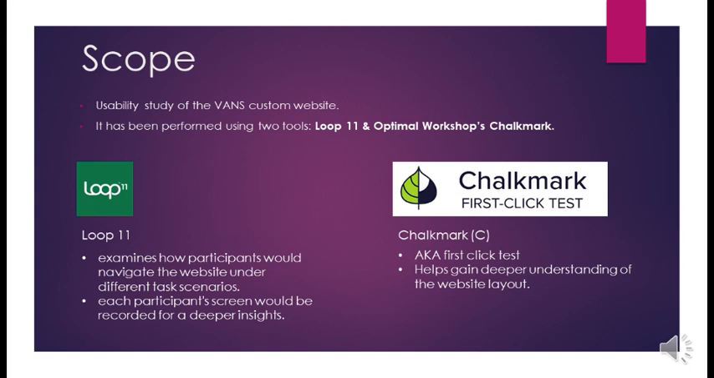It has been performed using two tools, Loop 11 and the Optimal Workshop's Chalkmark tool. Loop 11 examines how participants would navigate the website under different task scenarios, and each participant's screen is recorded for deeper insight. On the other side, Chalkmark is a first-click test. It helps gain a deeper understanding of the website's layout and the mental model of the users.